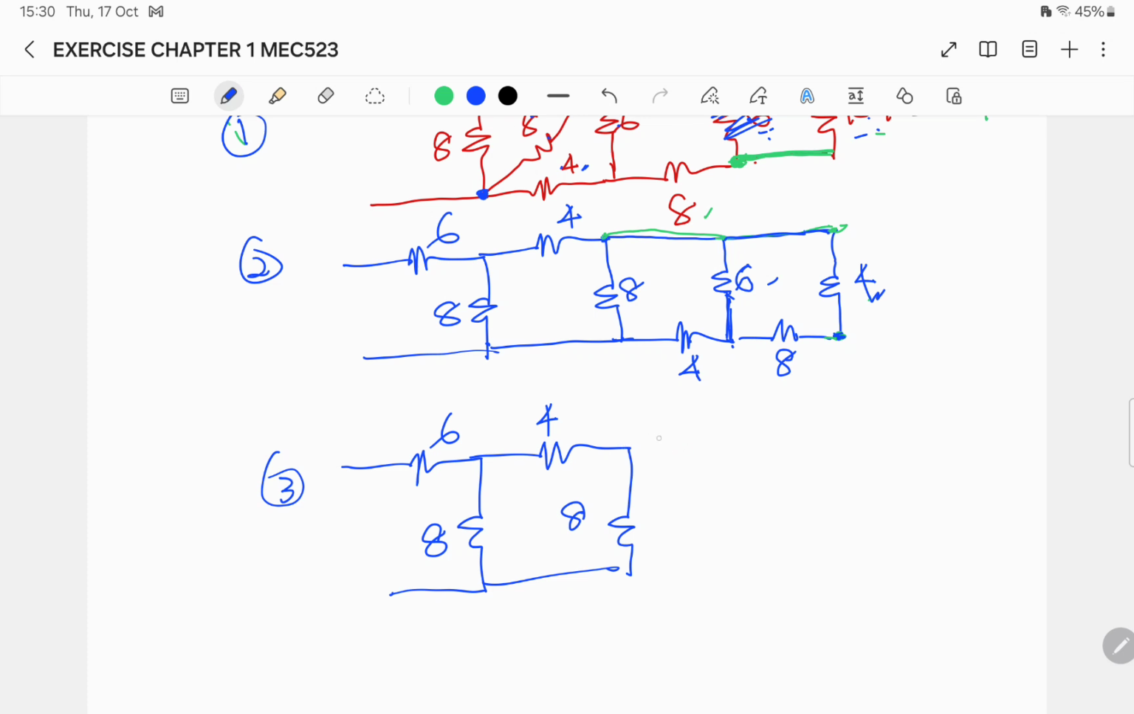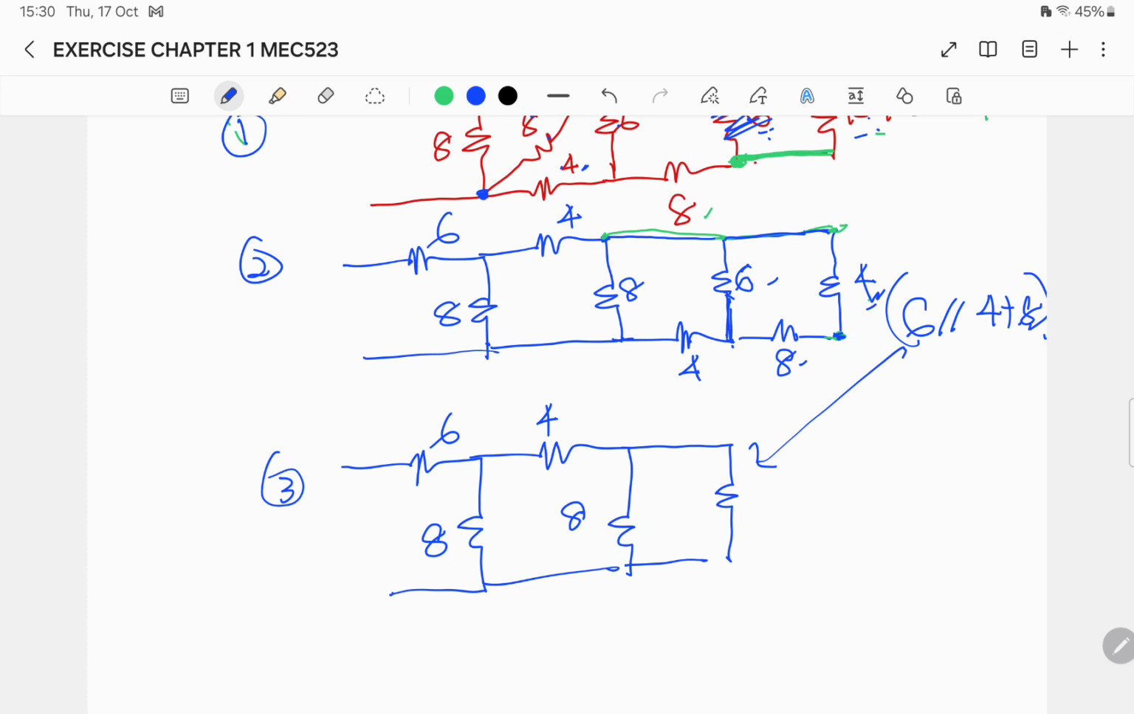Lepas tu yang ni, 6 parallel dengan 4 tambah 12. Duduk sini. Kan? Dengan 4. Tambah apa? 4 tambah 8. Sama dengan 4. Ni 4 dengan 8 series.